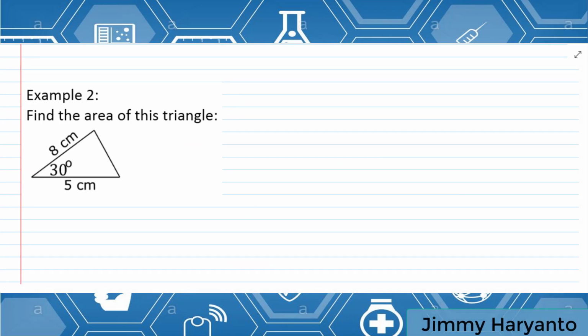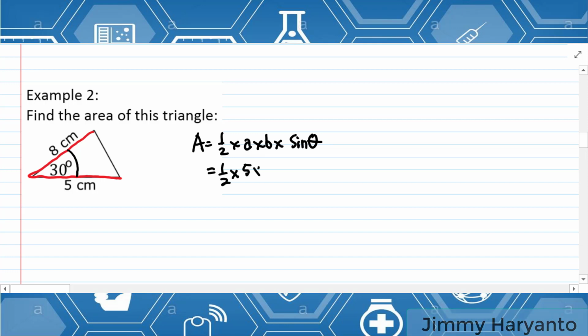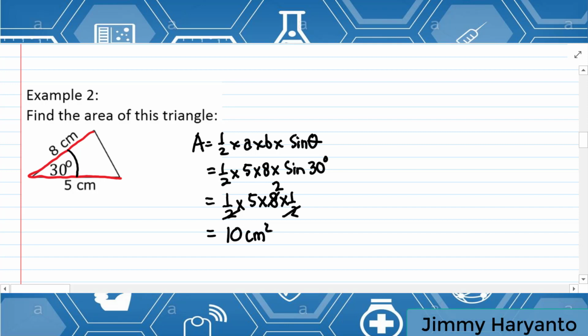For this one, we have two sides, which are 5 and 8, and an angle between them. So we can use this formula. Area equals half times a times b times sine theta, equals half times a is 5, b is 8, and sine theta is sine 30 degrees. As you know, sine 30 equals half. Maybe you can use your calculator. Half times 5 times 8 times half will be 10 centimeters squared. So the area of the triangle is 10 centimeters squared.